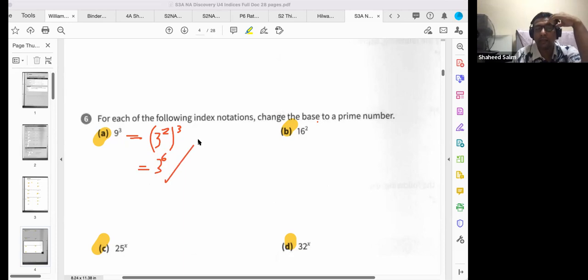So this is the answer. This is a prime number. This is not a prime number. You get it? Okay, so you try B, C, D. But we do one by one.